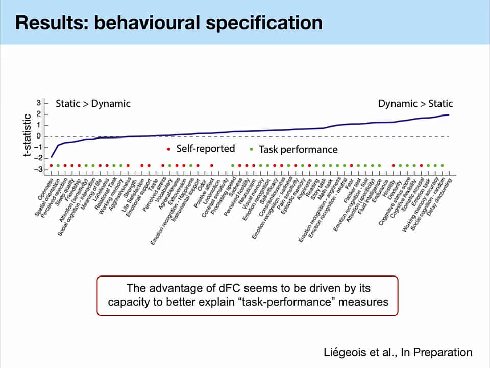So this means that the advantage of DFC at the whole brain level seems to be driven by its capacity to better explain task performance measures. So a first reading of this would be that the brain needs to be more dynamic when the subject is doing a task, but this opens, I think, new avenues for the interpretation of functional connectivity and how this can be used to understand different behavioral properties.